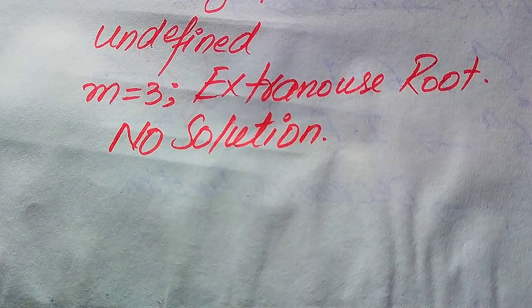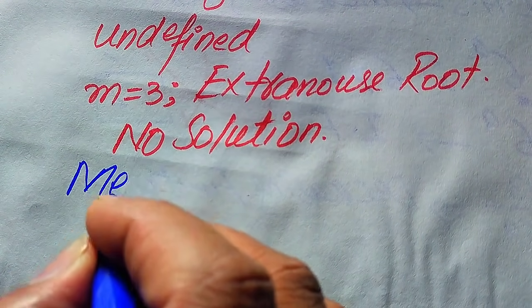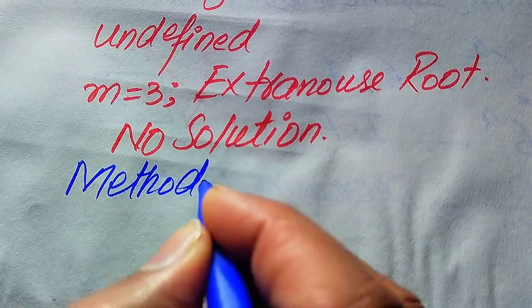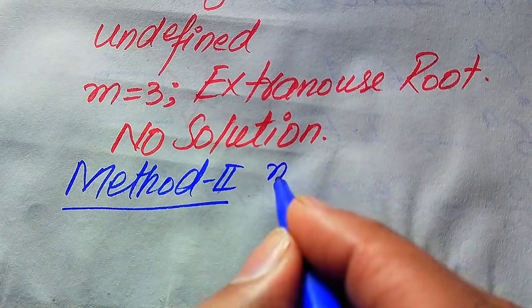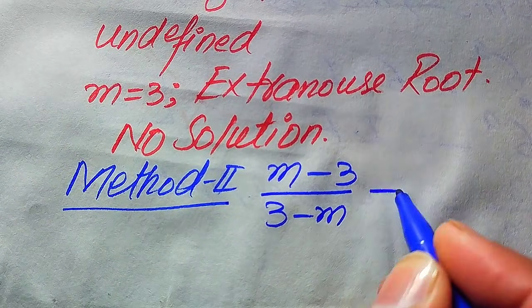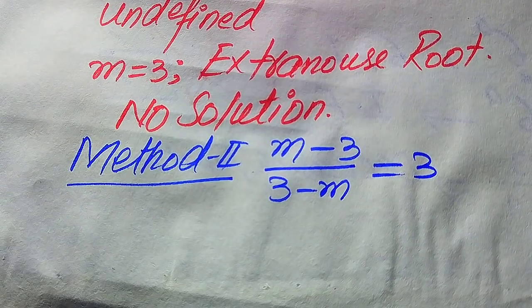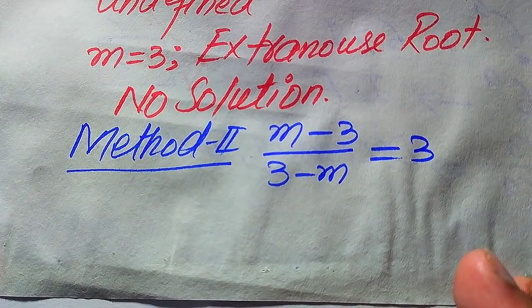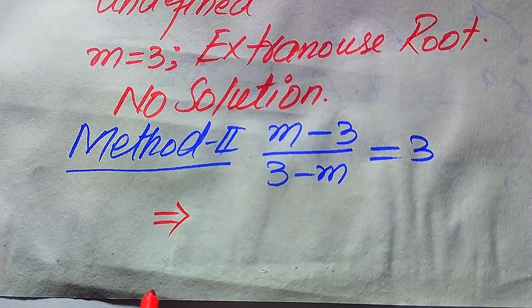So this is the final answer which we get from the first method, and now we again solve this problem by the second method. For the second method we need to copy down the given question statement. Here it is (m minus 3) divided by (3 minus m) equals 3. This second method is a very straightforward and quick method, and here we quickly get the values of m.